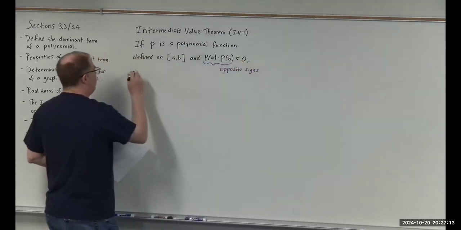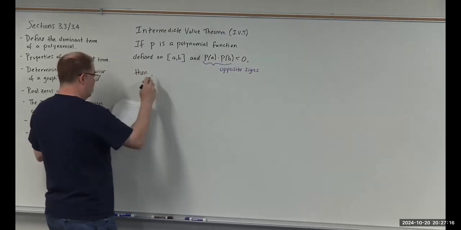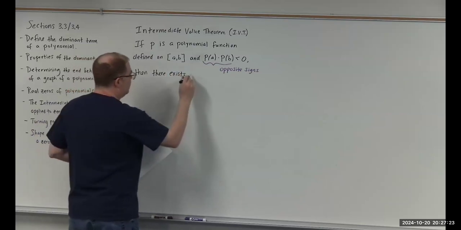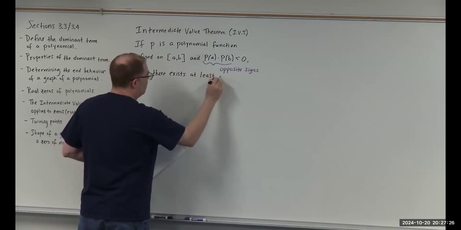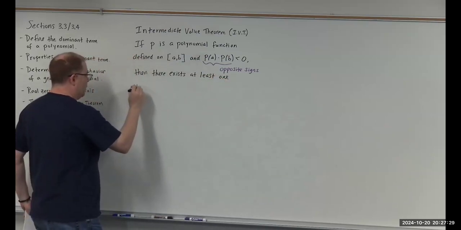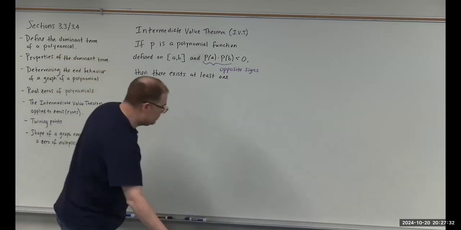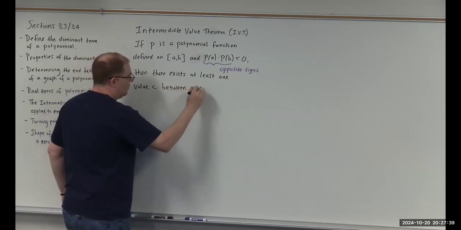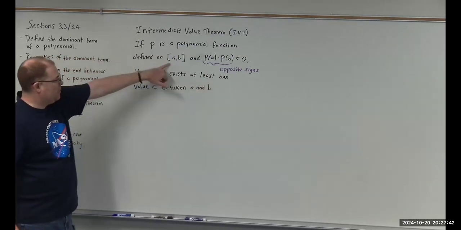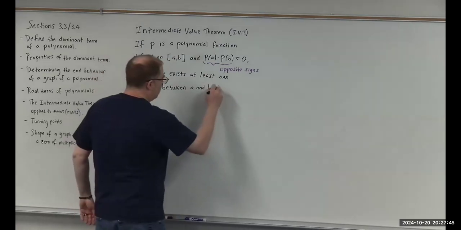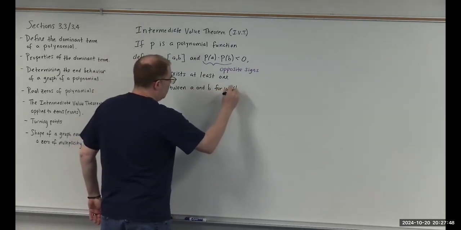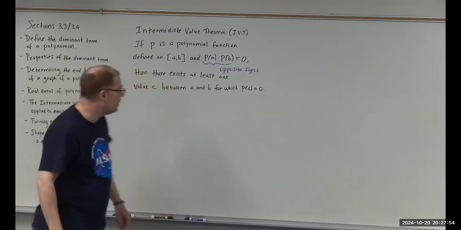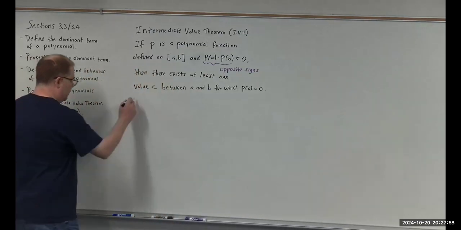Then there exists at least one value, which I'm calling C here, in this interval, for which P(C) equals zero. So C is basically the root or the zero. All right, so let me explain what's going on here.